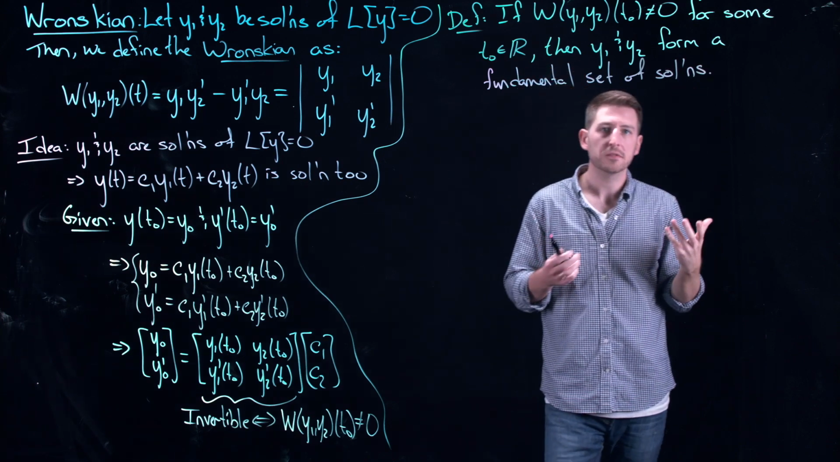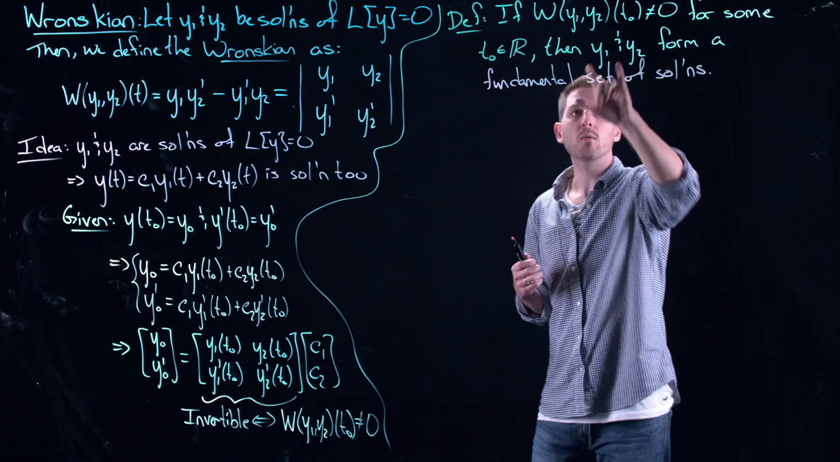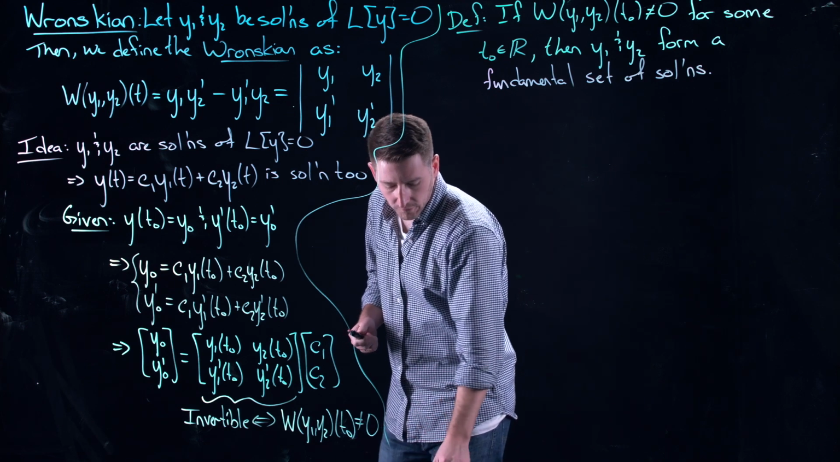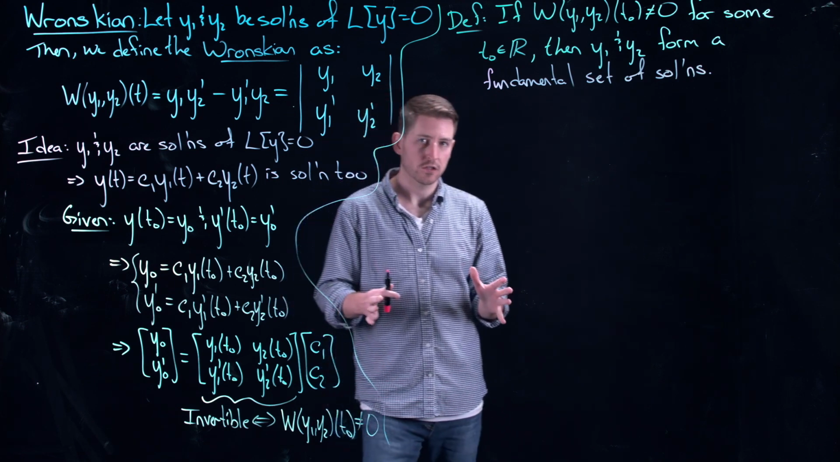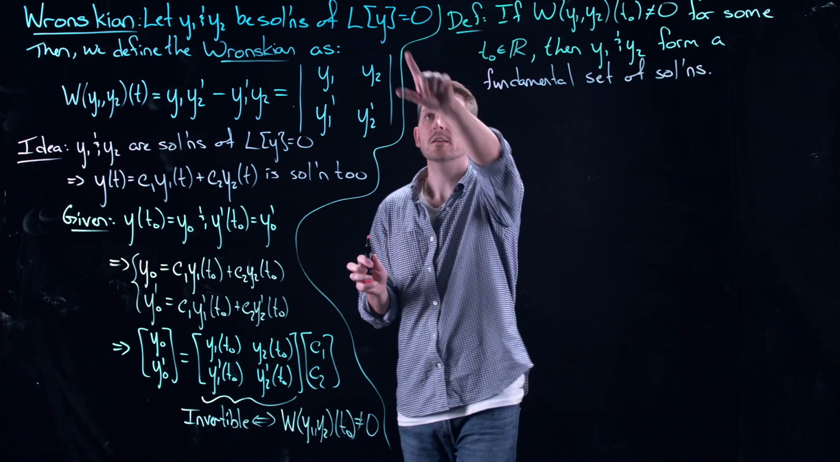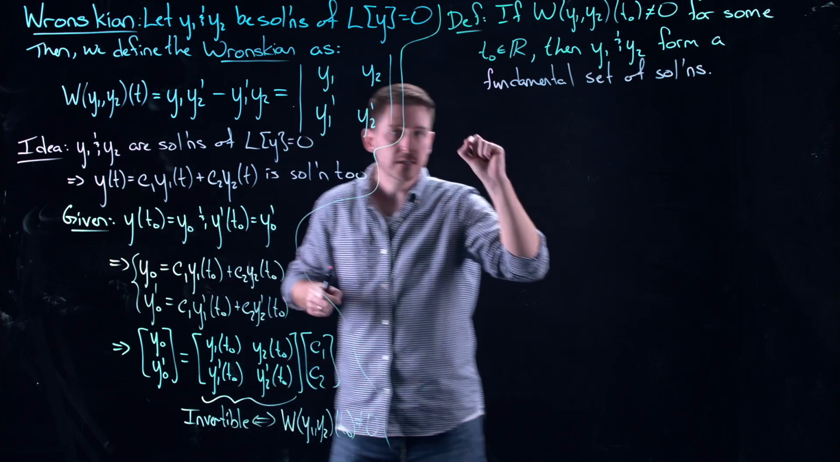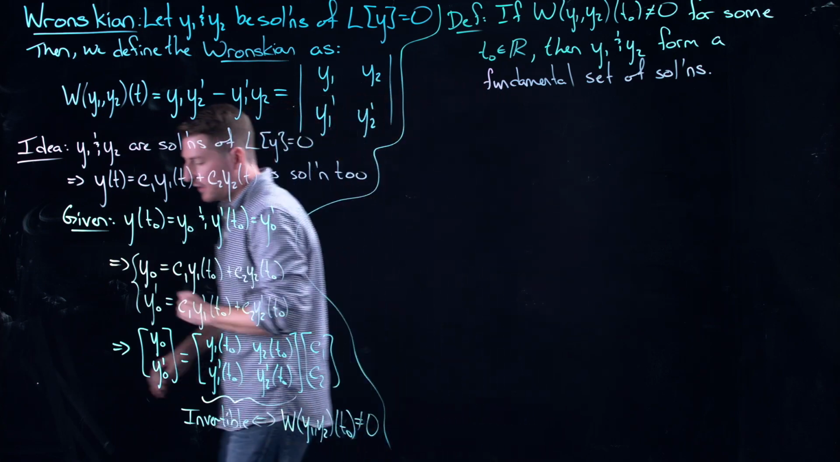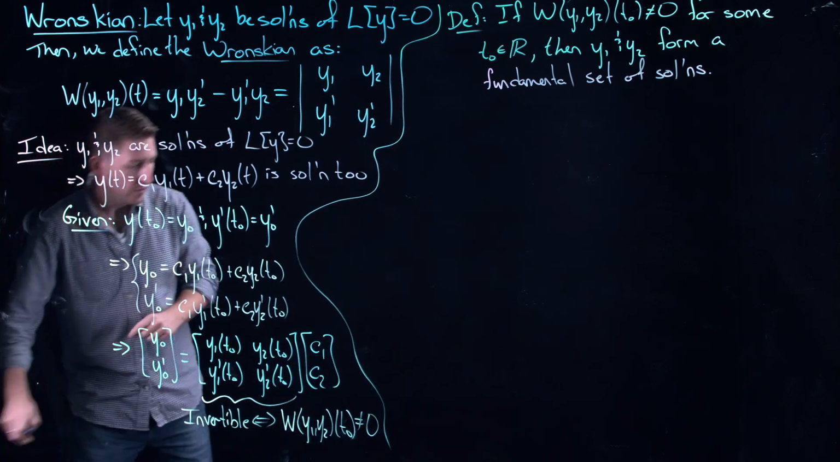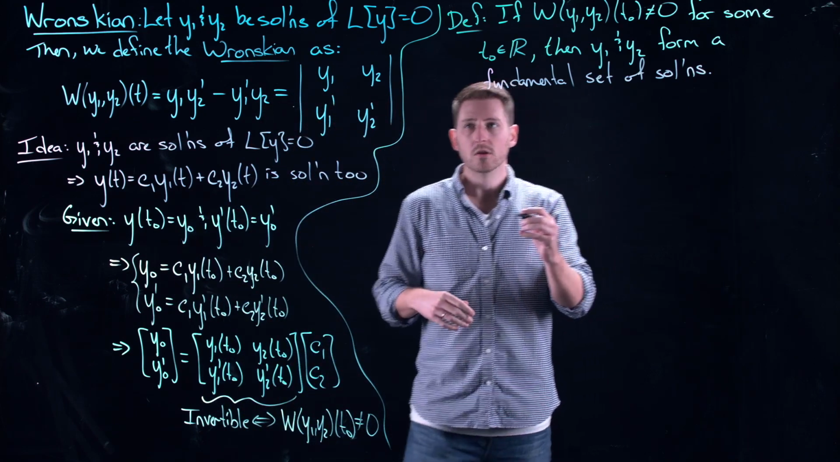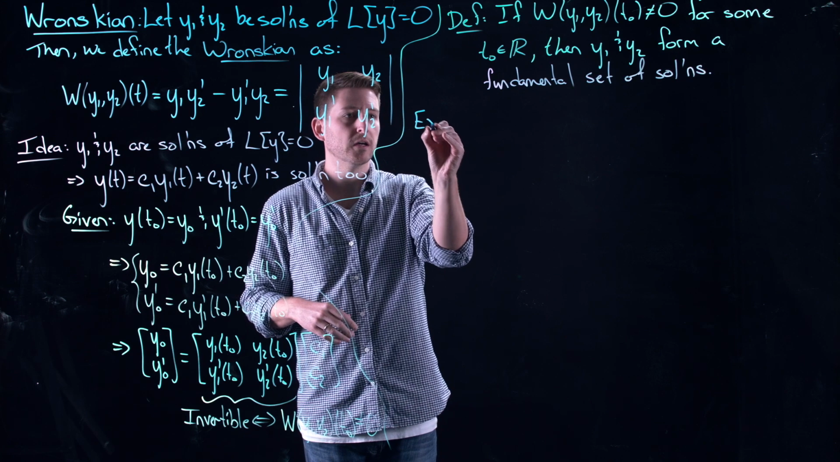Now, what does this really tell us? It says that with y1 and y2, you can put linear combinations together in order to solve any initial conditions, right? So you've already got solutions to the differential equation. That came by assumption. What the Wronskian is telling you is whether or not you can actually satisfy initial conditions. So let's take a look at an example here.